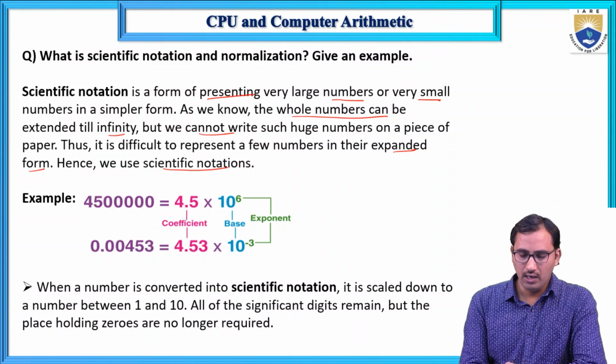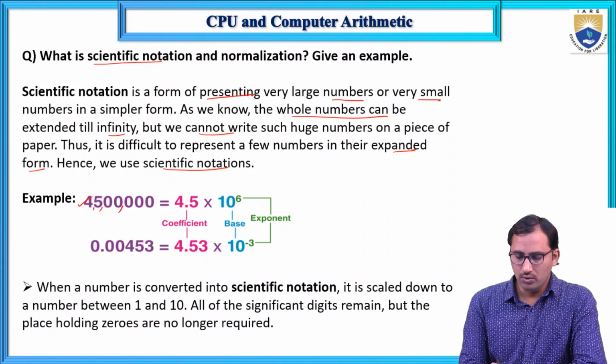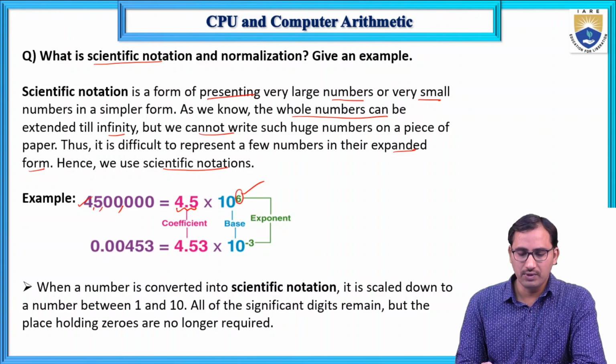Suppose you have 45 lakhs, that is 4500000. This number can be represented using scientific notation. We can write it as 4.5 × 10^6. This is a way of representing scientific notation, where this is the mantissa and this is the exponent. Using these terms, we represent a number in scientific notation.